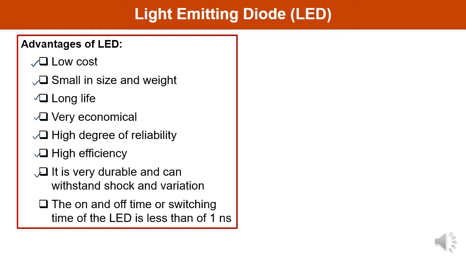The on and off time, or switching time, of the LED is very short. It is of the order of 1 nanosecond. So you can visualize that 1 nanosecond is very small. It means the switching speed is very high. And if you are designing an LED, it can be given any desired shape. It is not mandatory that it has to be designed in a cylindrical shape. It can be designed in any kind of shape.